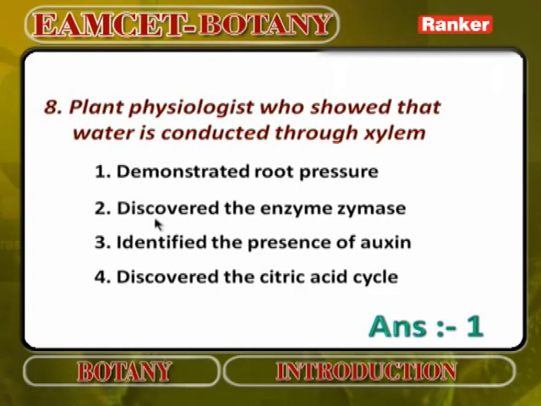Just now I told you Stephen Hales is the father of plant physiology. He was a scientist who also demonstrated the concept of root pressure. Enzyme zymase was discovered by Edward Buchner. Presence of auxin was shown by F.W. Went. Citric acid cycle discovery is attributed to Calvin and Benson.